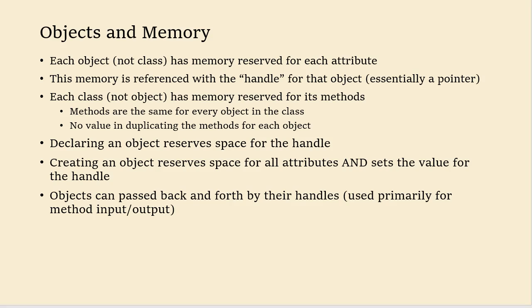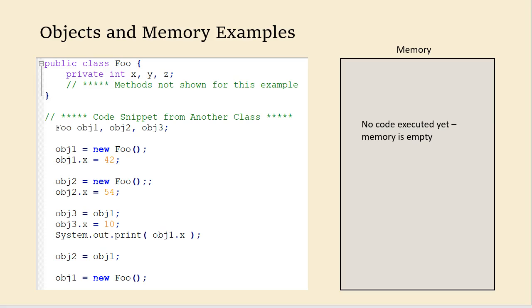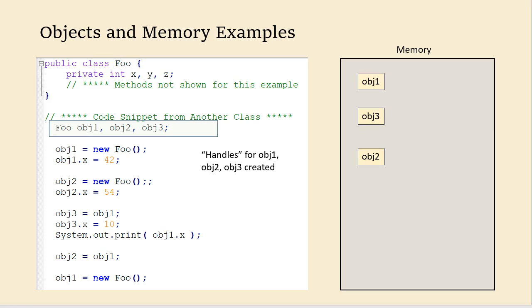So let's go through some examples here. I've got some code on the left, and memory represented on the right, and we haven't executed any code yet, so the memory is blank. Then I declare 3 objects of the class foo: object 1, object 2, object 3. So the memory space is set up, with some space just for the handles for object 1, object 2, object 3. And yes, those are out of sequence. There's a reason for that.